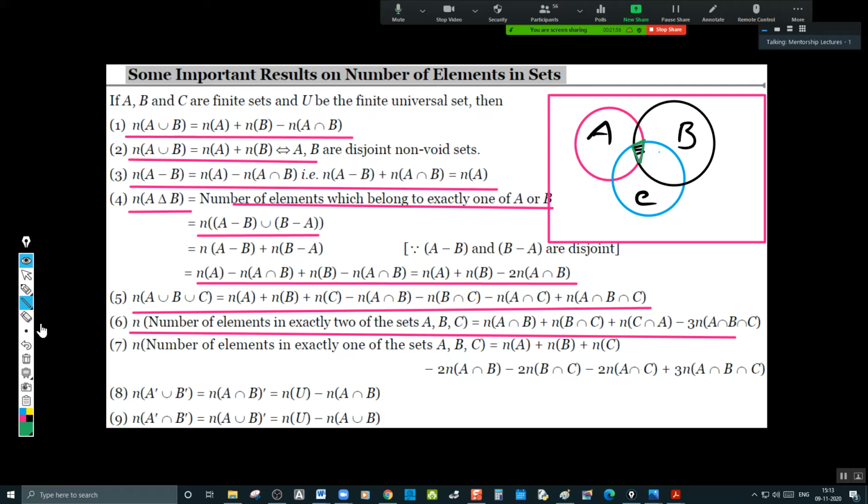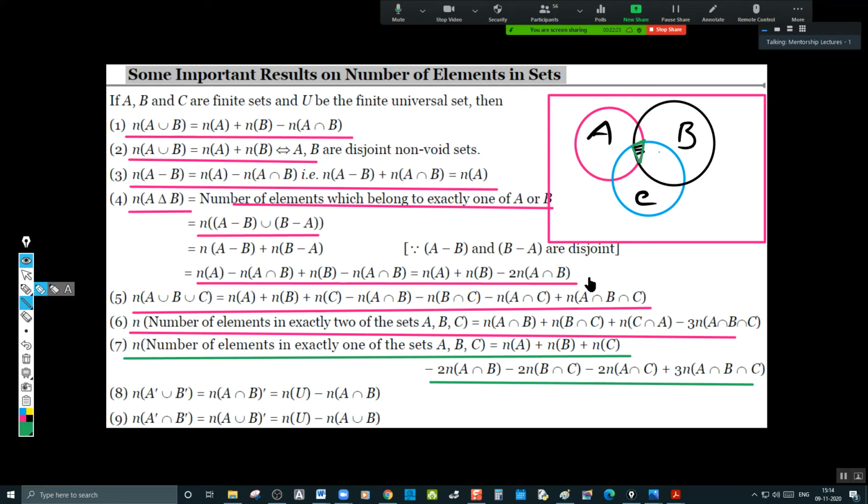Similarly, the number of elements in exactly one of the sets A, B, C is equal to N of A plus N of B plus N of C minus twice N of A intersection B minus twice N of B intersection C minus twice N of A intersection C plus thrice N of A intersection B intersection C. If you see that carefully, exactly one of the sets.